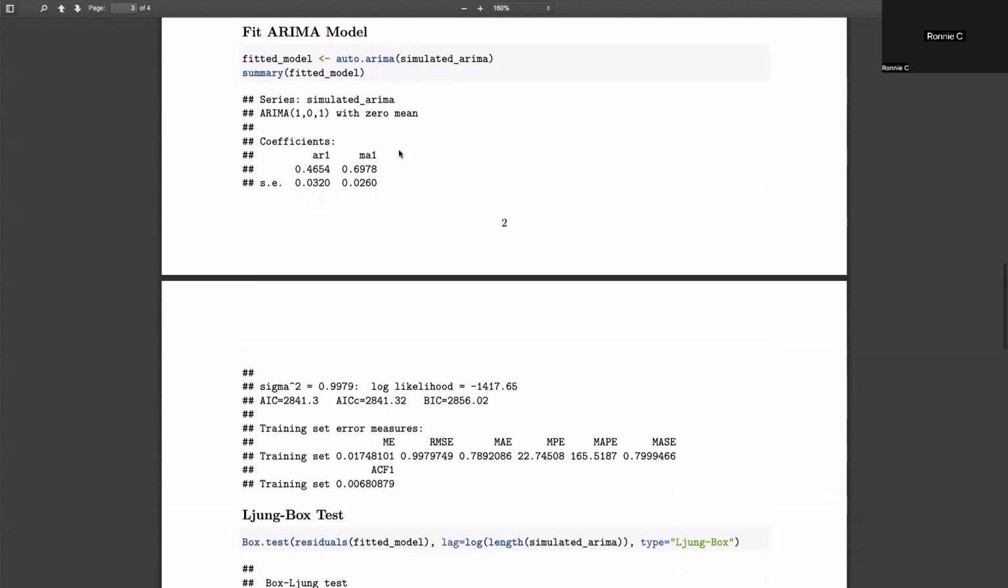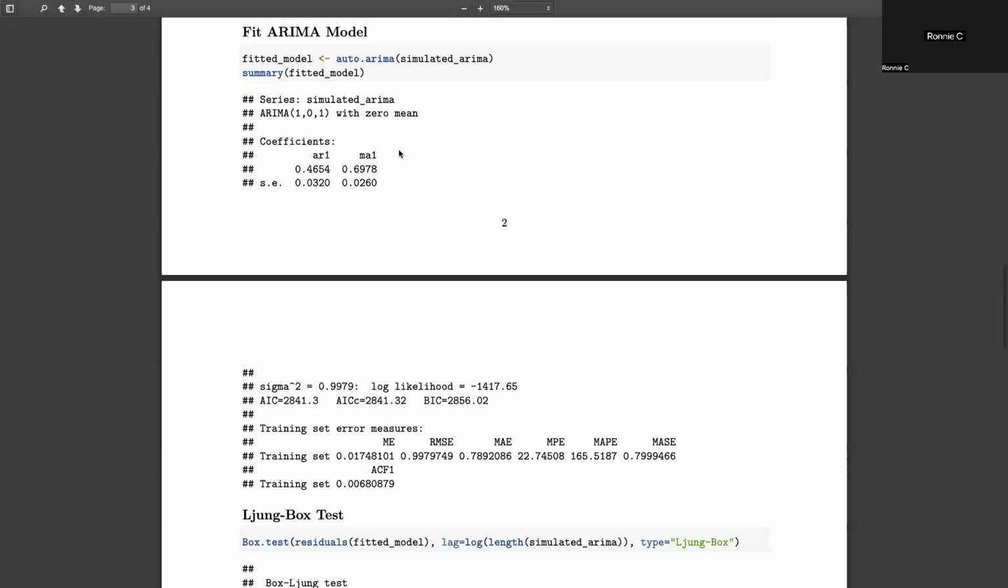This function tests different combinations of AR and MA terms to find the best fitting model based on several criteria, including the Akaike information criterion and Bayesian information criterion. The output from the summary function provides the estimated coefficients for the AR1 and MA1 terms, along with important metrics such as the AIC and BIC values.